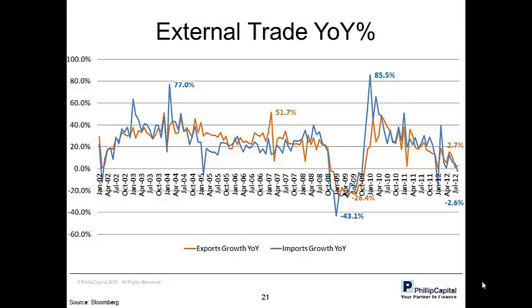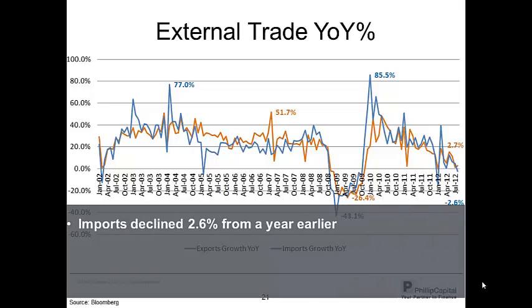Fast forward to the current economic climate. This is a chart of China external trade. The blue line is import growth, while the orange line is export growth, year-on-year percentage change. China's imports shrunk unexpectedly in August 2012, in a sign that its economic slump is worsening. Imports declined 2.6% from a year earlier, well below analysts' expectation for positive growth.